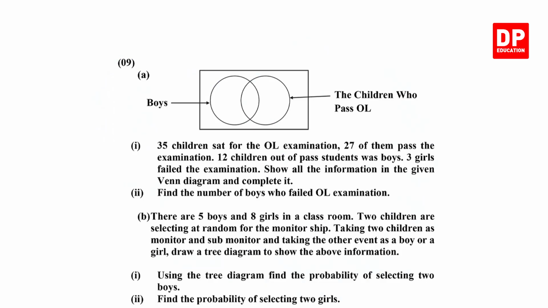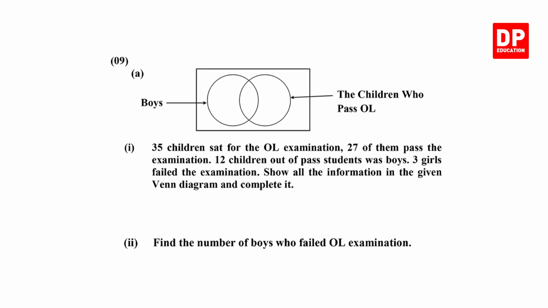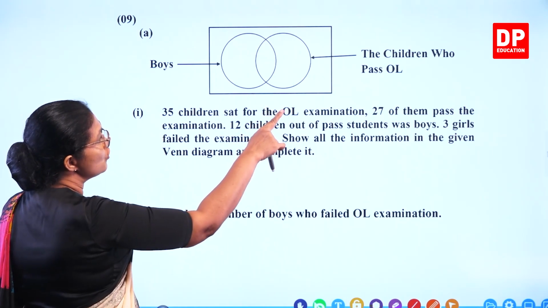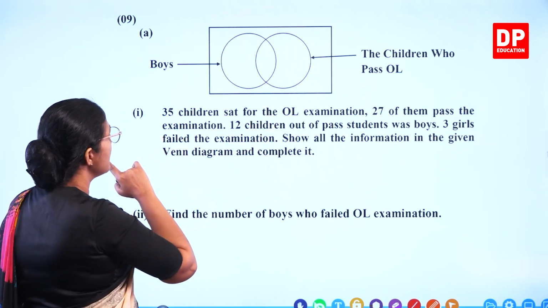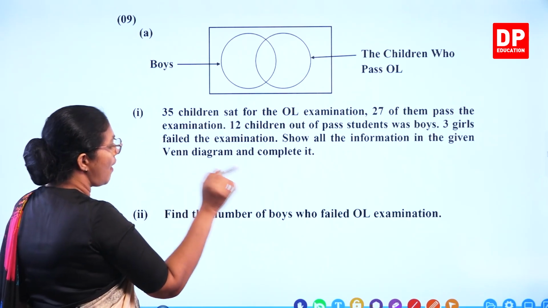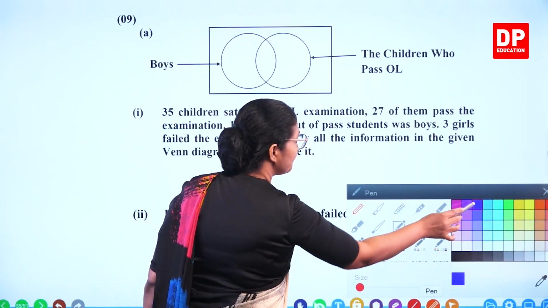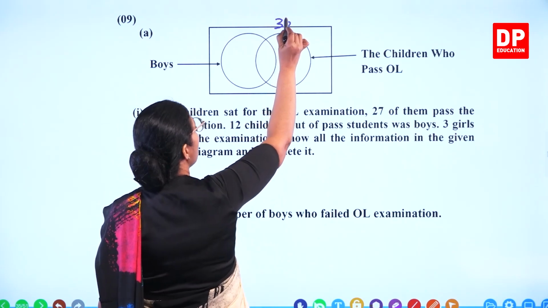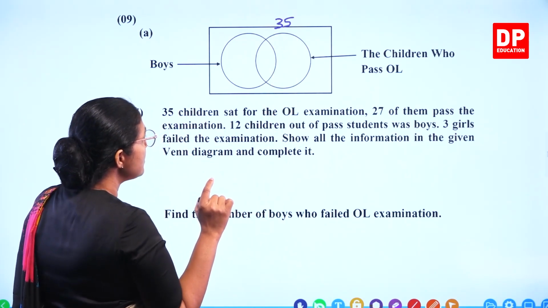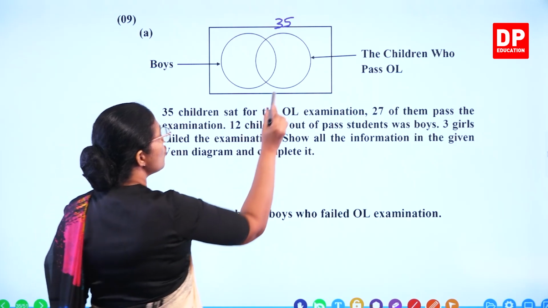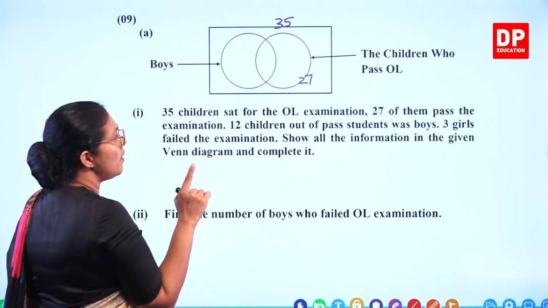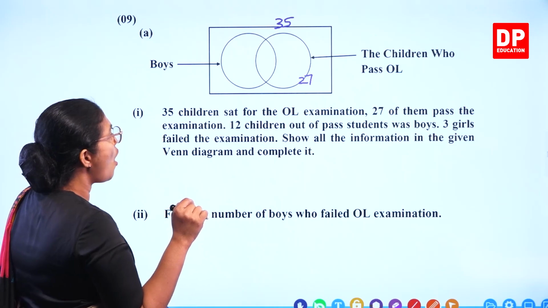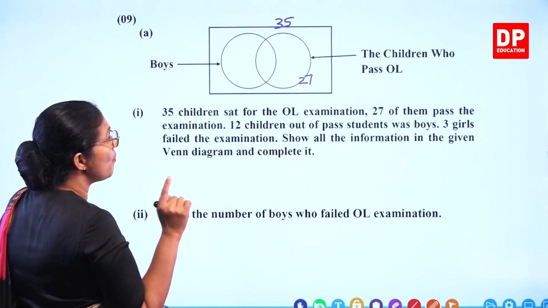Question number 9, it's about sets. So let's do that. 35 children sat for the O-level examination. This is the children who pass O-level and boys. So we can take 35 as the whole thing. 27 of them passed the examination. So 27 passed the O-level examination. 12 children out of the passed students were boys.